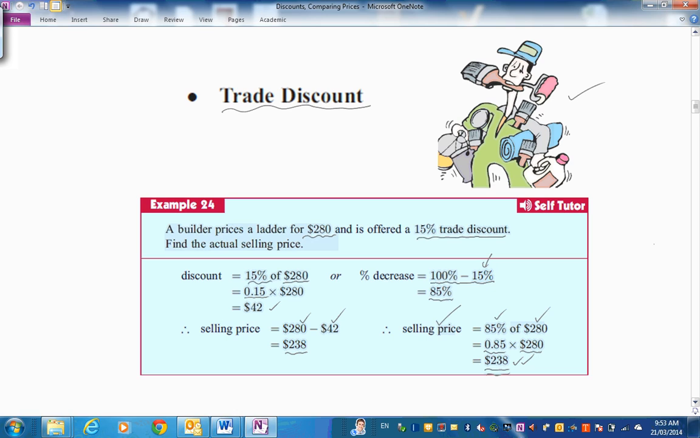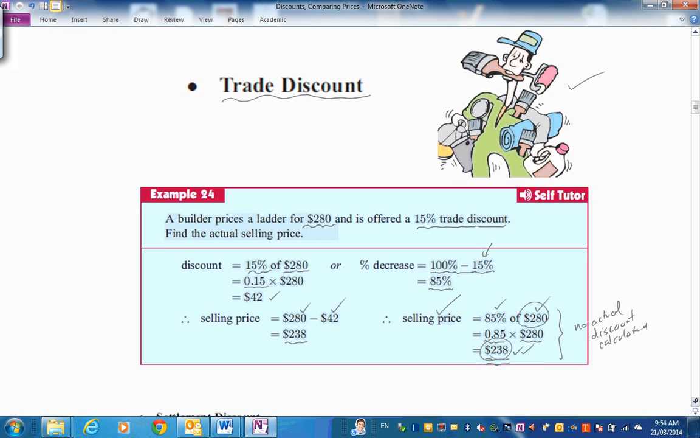Okay, a couple of ways of doing it. Remember, this is quicker, but you don't actually calculate the discount here. You would have to get the actual discount calculated. So you'd have to get the discount by finding the difference between 280 and 238 if you want to find the dollar value, how much off you're getting.